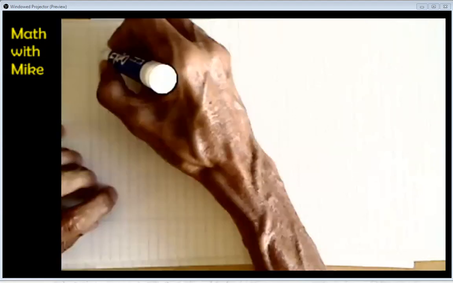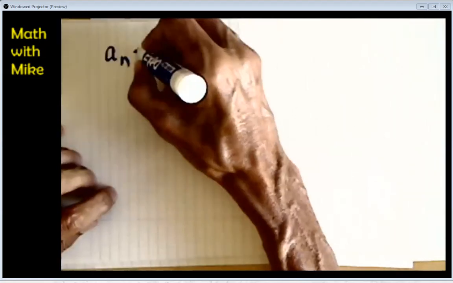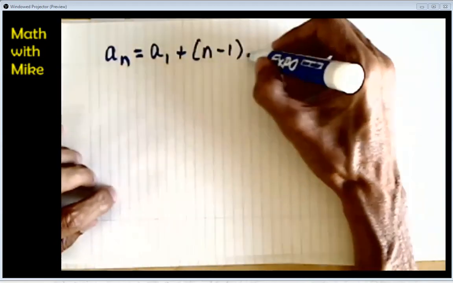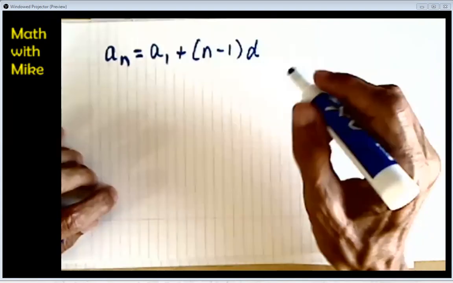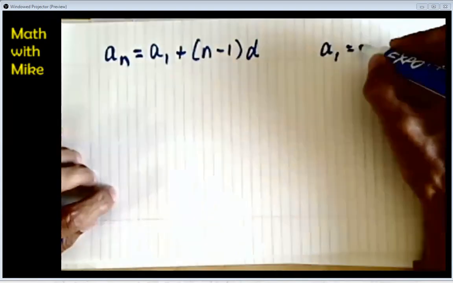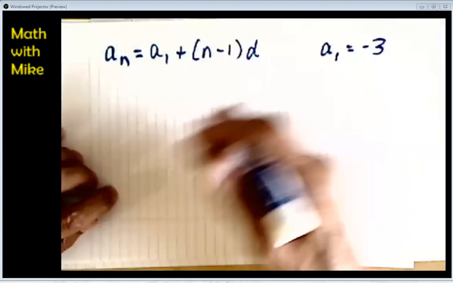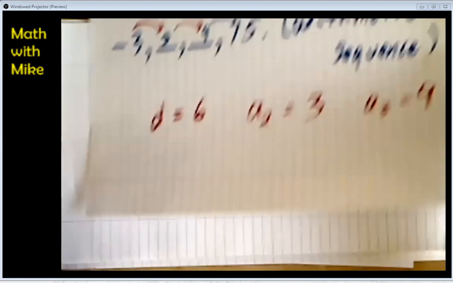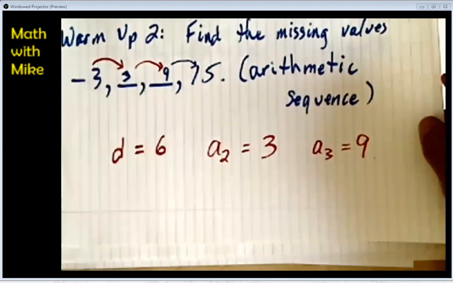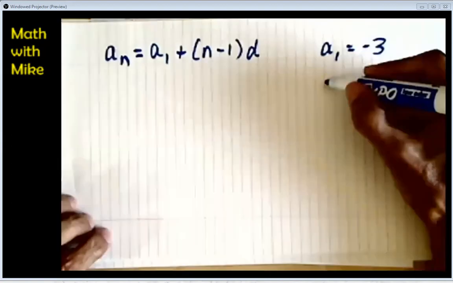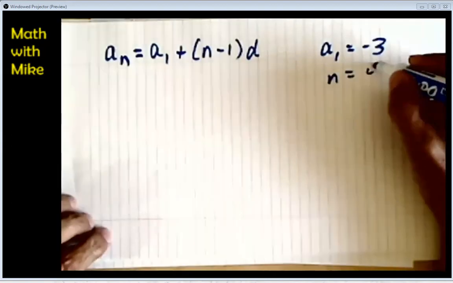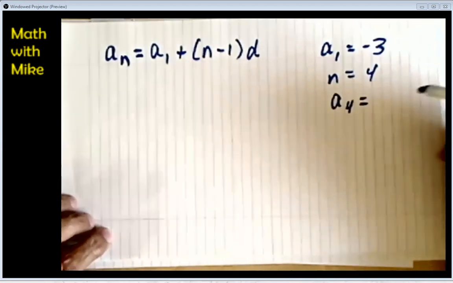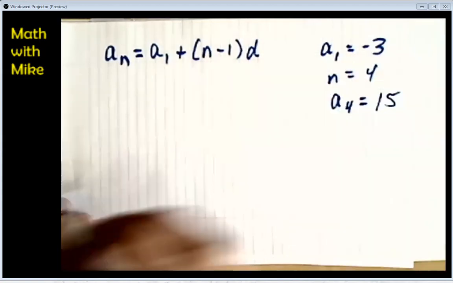What do we need? What do we have? Well, we're finding missing terms. So let's see what we got first. A1 is equal to -3 because that's the first term in our list. And then if you take a look, there are 1, 2, 3, 4 terms there. So that means n is equal to 4. And lastly, we can say the fourth term, or an as we do sometimes, that's equal to 15.